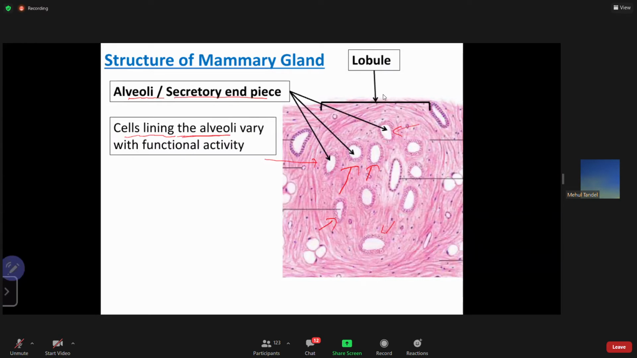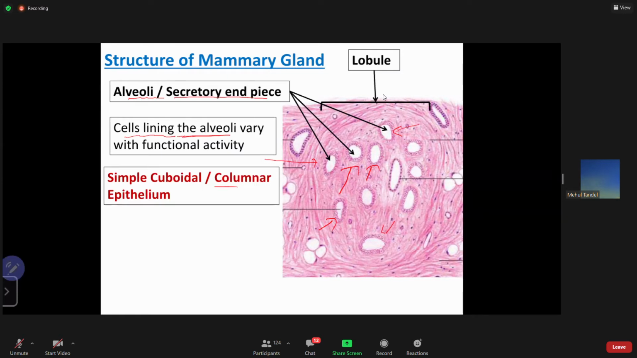It is mostly simple cuboidal, or sometimes columnar. In the inactive phase it is mostly columnar, otherwise it is cuboidal in the active phase, or maybe low cuboidal when distended with milk. So that is the lining epithelium of the alveoli. Just remember, simple cuboidal or columnar epithelium is present in the alveoli. The second structure present in the lobule is the intralobular duct.